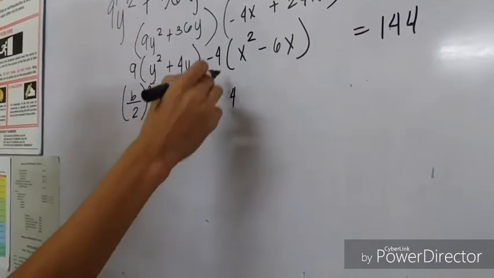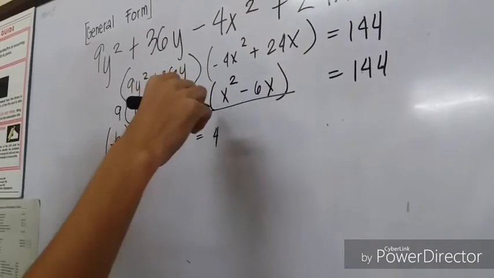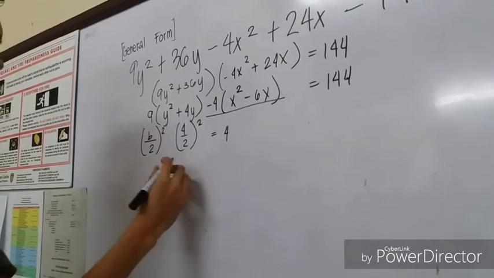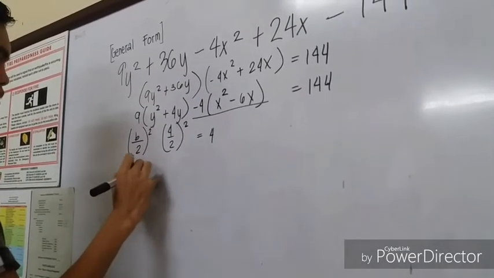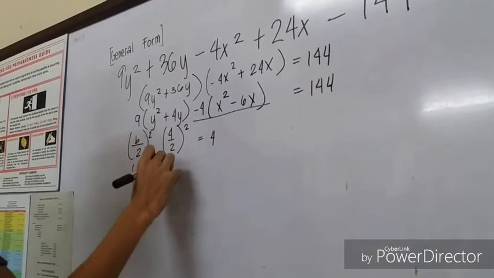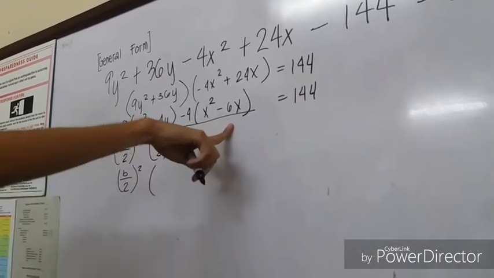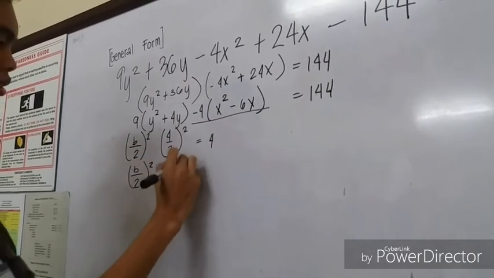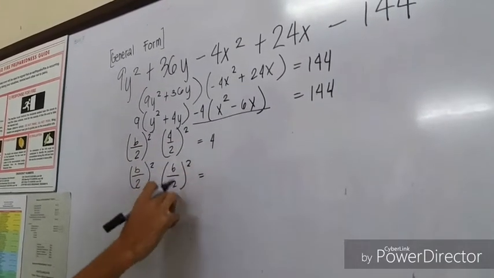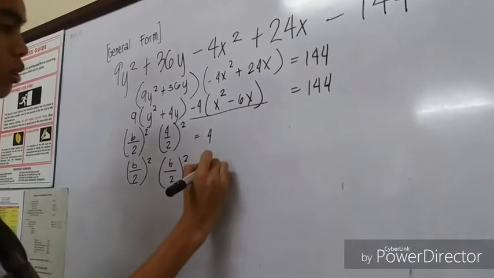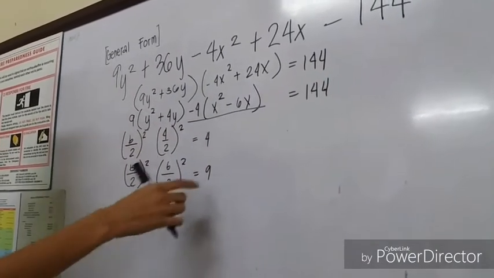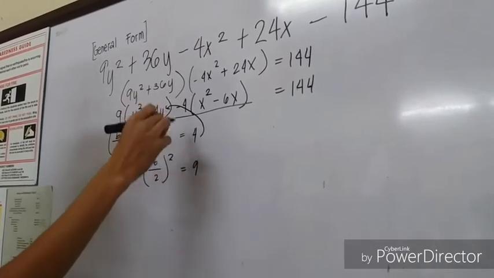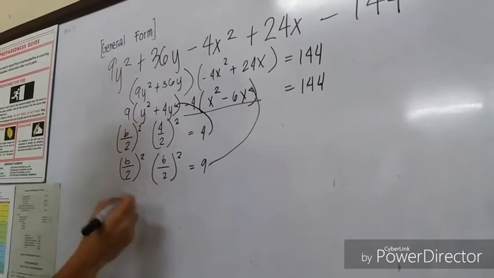Then the next part is in negative 4, parenthesis x squared minus 6x. So again, we must use b over 2 squared, and we will substitute the value of 6 to b. So 6 over 2 squared. 6 divided by 2 is equal to 3, squared is equal to 9. And then we isolate them next to the values of b.